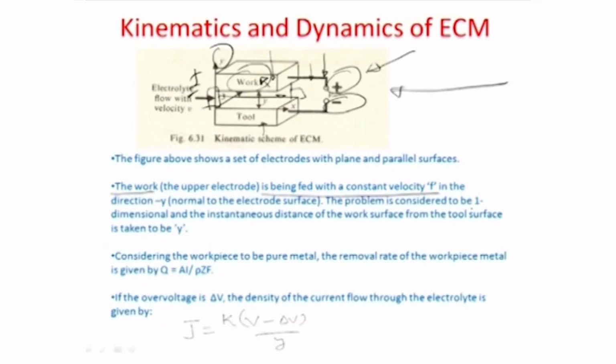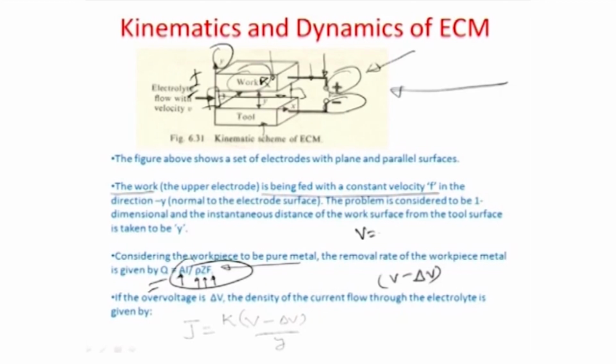So, we already know that the volume rate of removal of the workpiece material is given by AI divided by rho ZF, A being the atomic number, I being the current in amperes, rho the density of the material to be removed, and Z and F the valency and the Faraday constant respectively for the workpiece material. So, if the total overvoltage is delta V, meaning that V minus delta V is the available voltage to us, then we have a relationship between the electric field and the current.